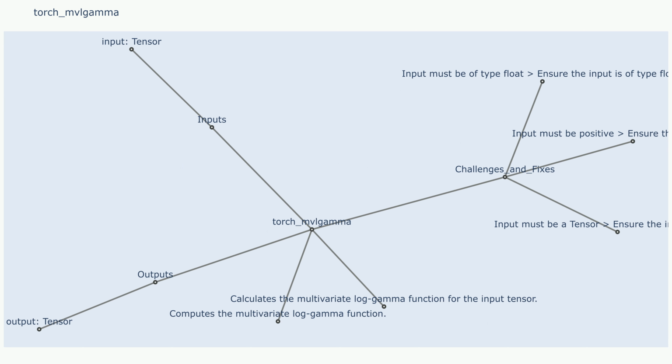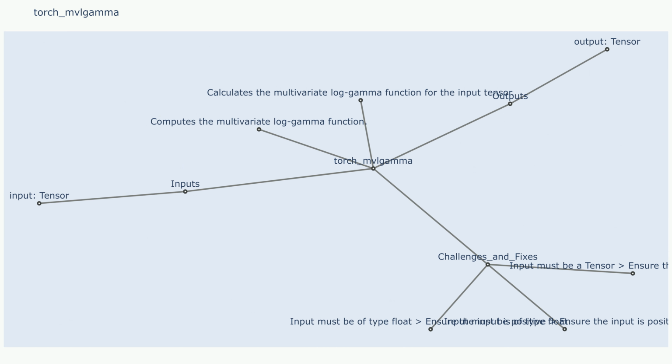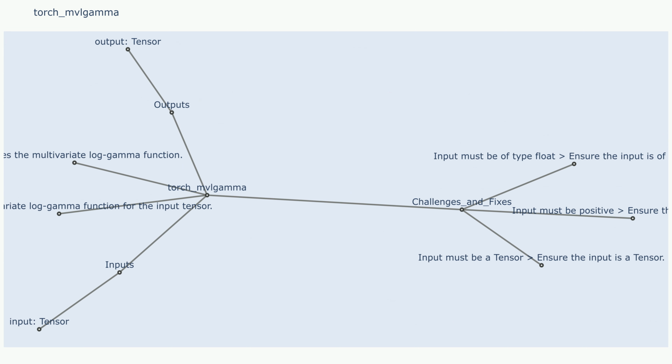Sample use case that resulted in challenge 1: torch.mvlgamma(torch.tensor([-1, 0, 1]), torch.tensor(2)). Fixes to challenge 1: ensure that the input tensor x has all positive elements.